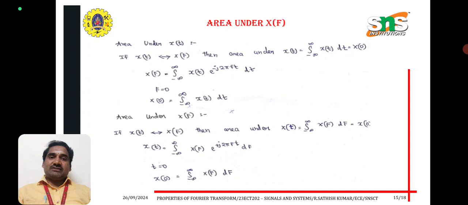Next, area under x(t). When x(t) pair with X(f), then the area under x(t), the integral from minus infinity to plus infinity of x(t) dt, is equal to X(0). Now we substitute X(f) equal to the integral from minus infinity to plus infinity of x(t) e^(-j2πft) dt. Substituting f equal to 0, we get the function as X(0). Area under X(f) means we can put t equal to 0, therefore x(0) is equal to the integral from minus infinity to plus infinity of X(f) df.